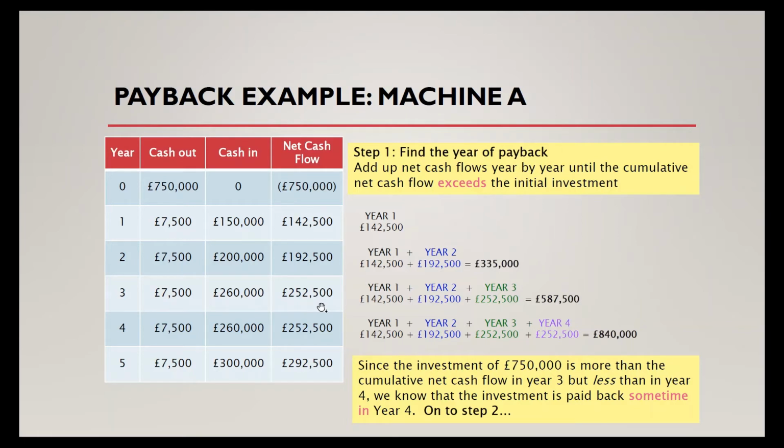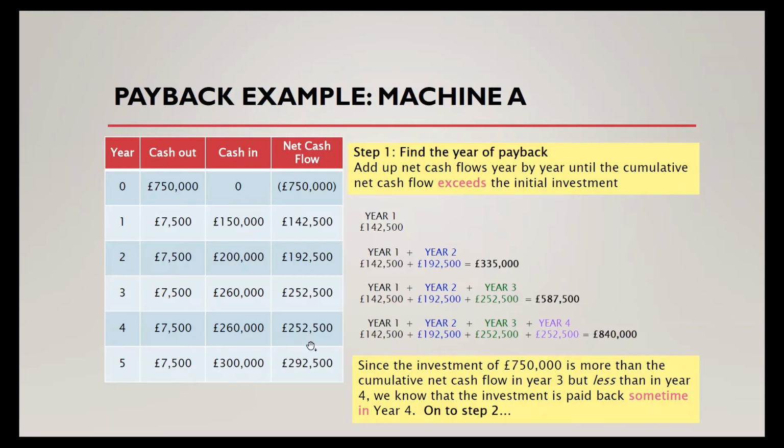252.5 thousand. If we add up all the net cash flow from these 3 years, it's going to be 142.5 thousand plus 192.5 thousand plus 252.5 thousand, and the total is going to be 587.5. It's a lot closer, but not yet, so we need to calculate the net cash flow of year 4. Year 4 net cash flow can be obtained similarly as the cash inflow 260,000 minus the cash outflow of 7,500.